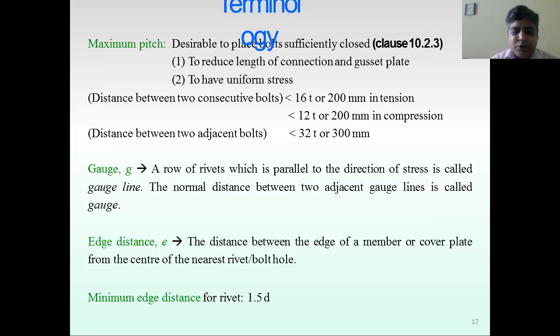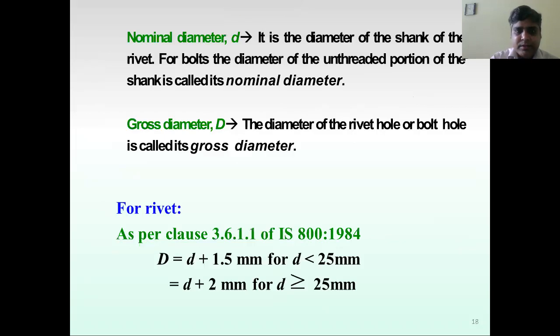Edge distance, denoted by E, is the distance between the edge of a member or cover plate from the center of the nearest bolt, rivet or bolt hole. Minimum edge distance for rivet is 1.5 D.